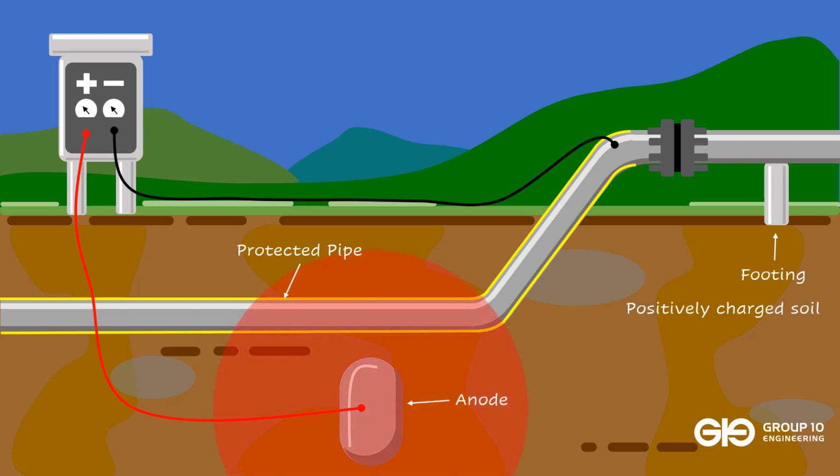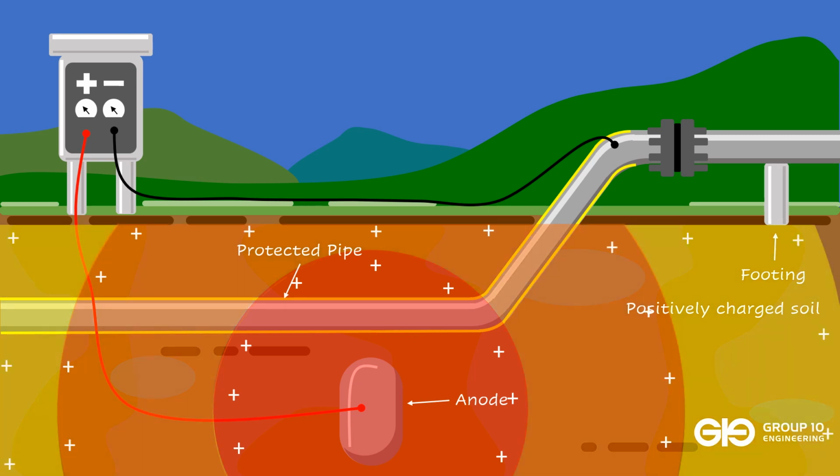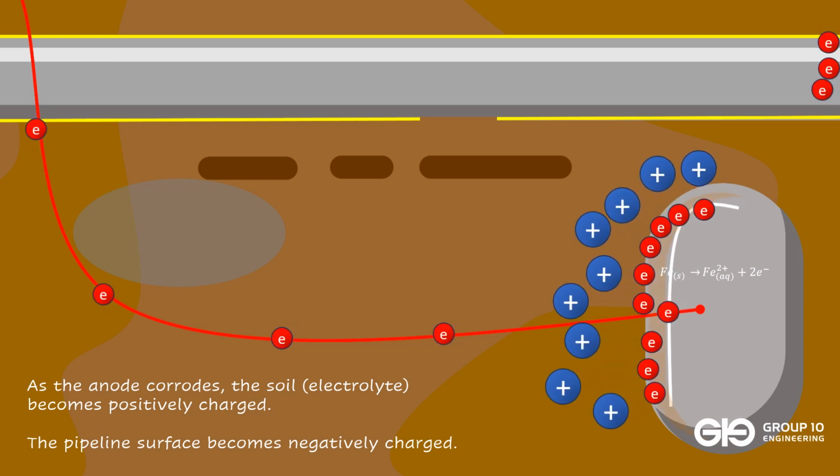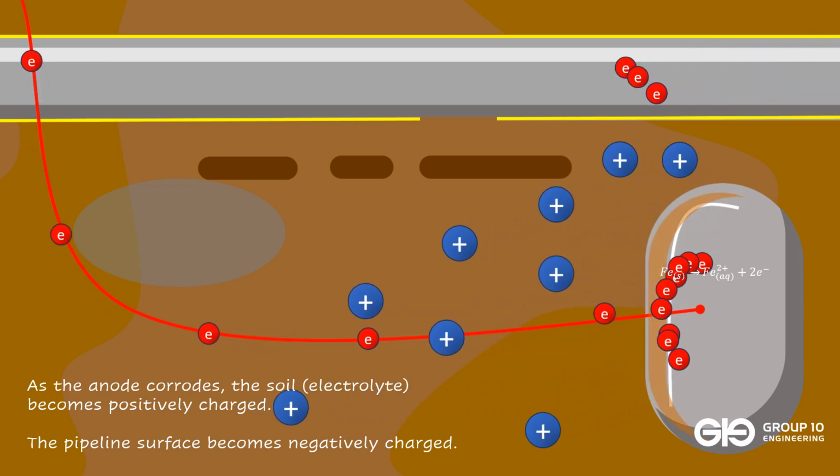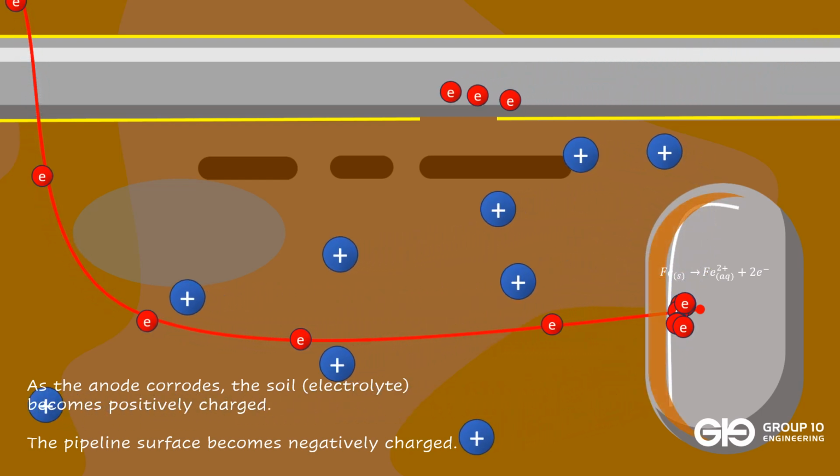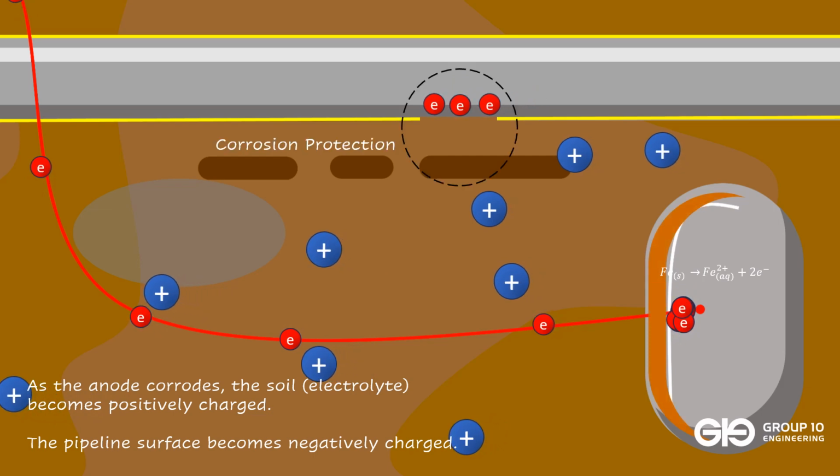The cathodic protection system positively charges the ground, creating an area of corrosion protection. The footing of the above-ground piping is also in contact with this charged soil. As the anode corrodes, electrons are fed to the external surface of the buried pipe and protect areas where the coating is breached. This is done by reversing oxidation reactions between the steel and the electrolytes in the soil.